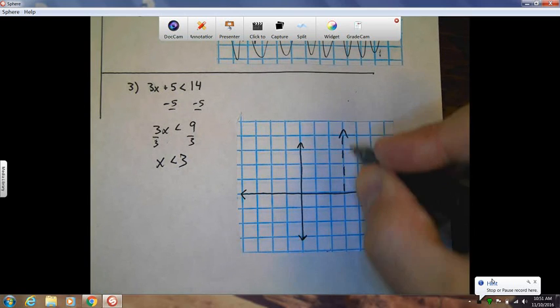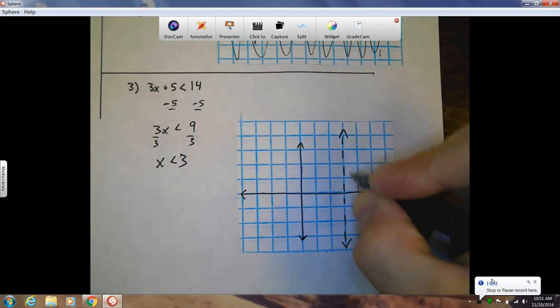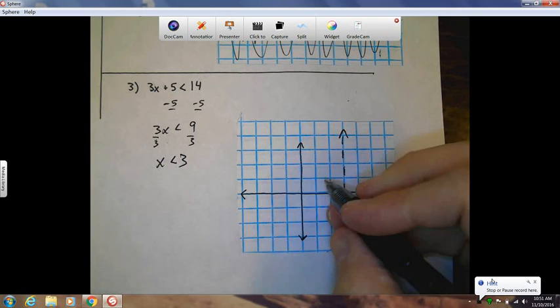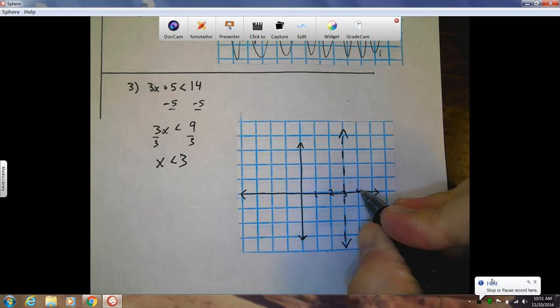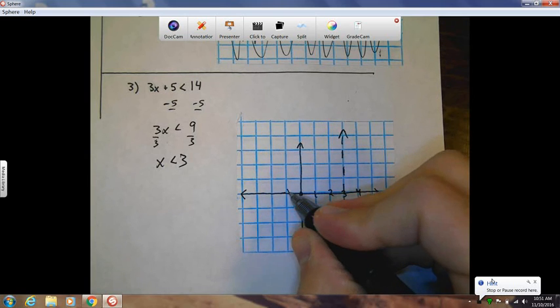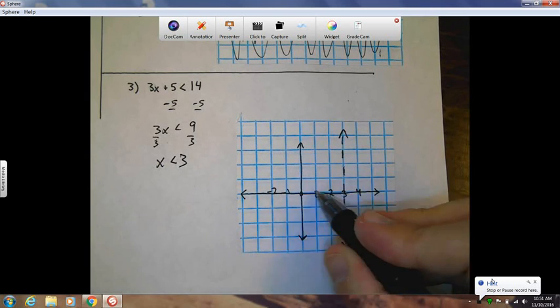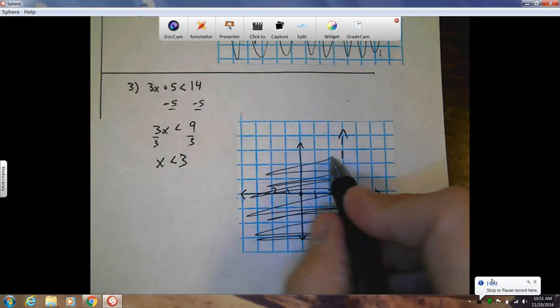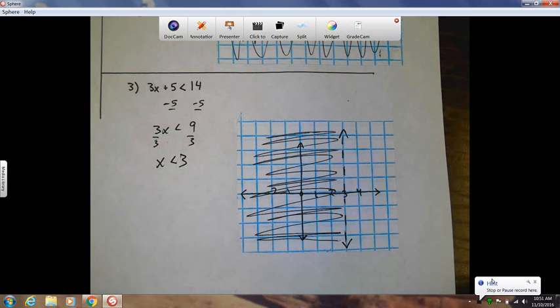Less than is over here. Any x values that are less than, that should be pretty easy. Here's 3. Less than is this way. So I shade. And these are all my answers. So make sure you annotate, maybe rewatch this, and take the Edmodo quiz.